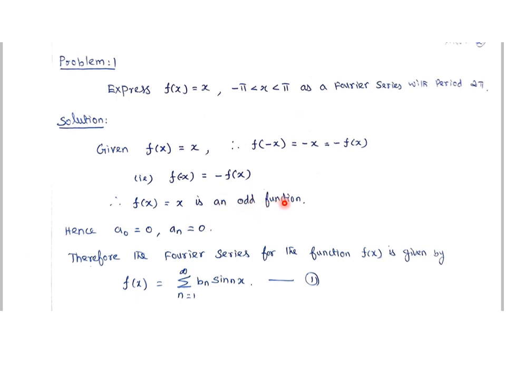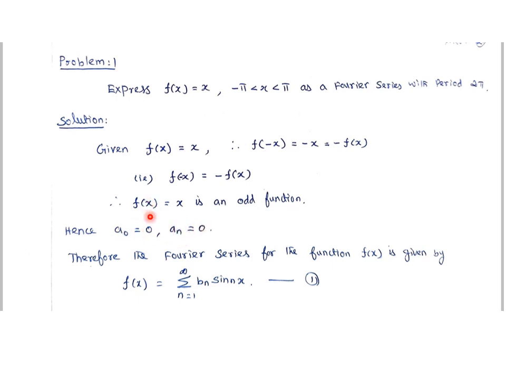Here, since f of x is an odd function, into cos function, cos nx is an even function. Therefore, f of x into cos nx again will become an odd function. Therefore, for the coefficients a naught and an, the integrals involve f of x into cos nx. Therefore, the value a naught equal to 0 and an equal to 0. Simply, without finding those integrals, we can guess the coefficients a naught and an are equal to 0.